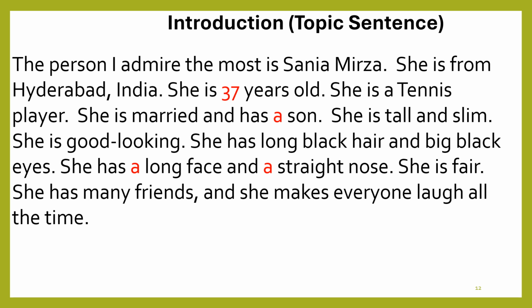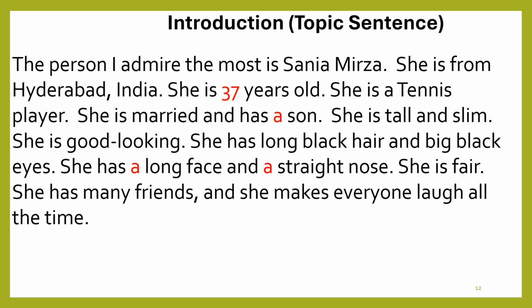Now, hair, there are many, you cannot count. And eyes, it is more than one. So don't use a here. Just say she has long black hair and big black eyes. Correct? Now, if you're talking about the face of a person, everybody has only one face, right? She has a long face. So, when you are talking about something that is only one in number, you need to add a.